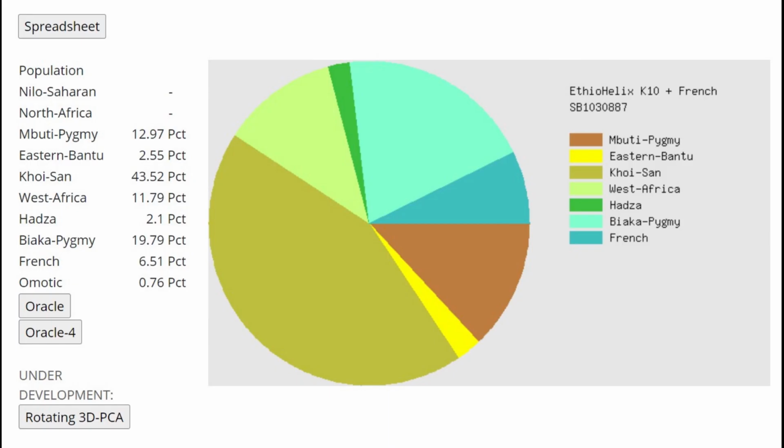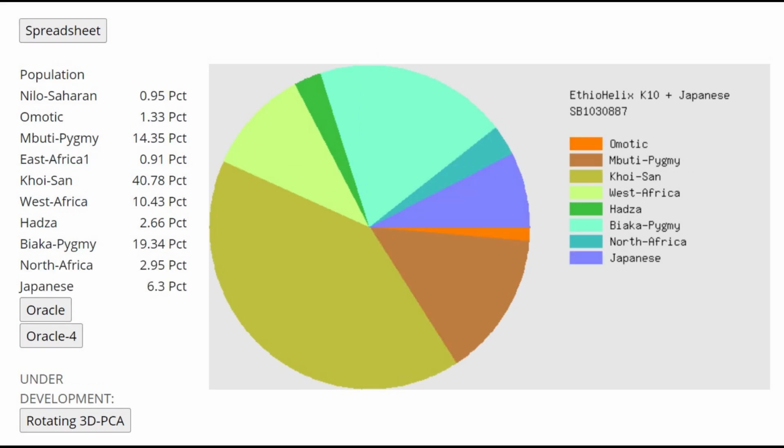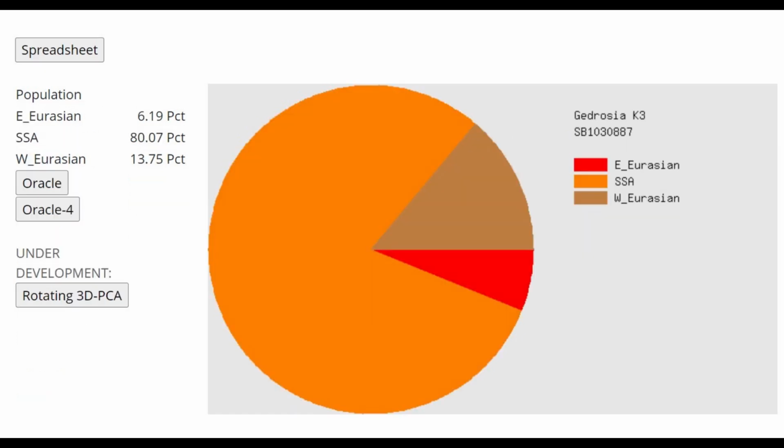This is what she scores with Eurogenes Helix K10 plus French, so she does score a little bit of French, but she is mostly scoring Khoisan and Pygmy, so she's mostly scoring these kind of South African components. And this is what she scores with Helix K10 with Japanese. As you can see, she's also scoring a little bit of Japanese, so there is affinity to both Europeans and East Asians. However, this is still mostly a very sub-Saharan African result. It's obviously not sub-Saharan African because it's not even a human, but out of all human groups, it is closest to South African hunter-gatherers and basically sub-Saharan Africans.